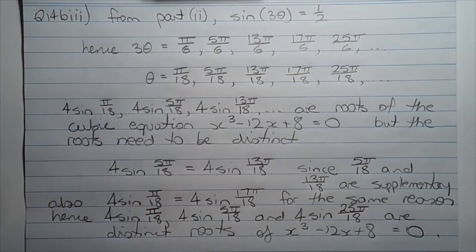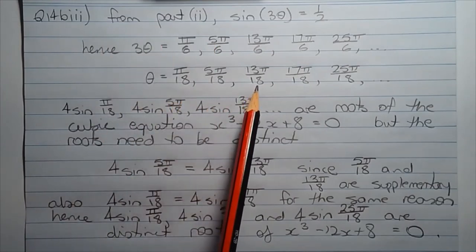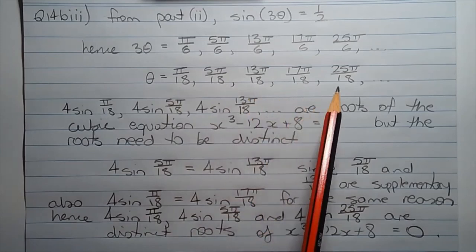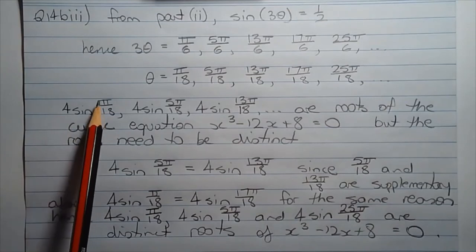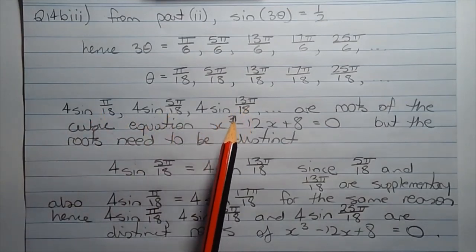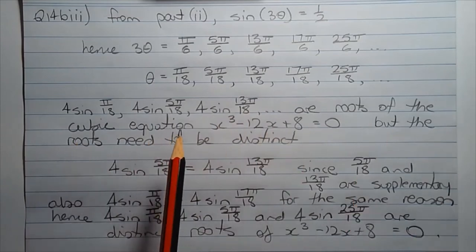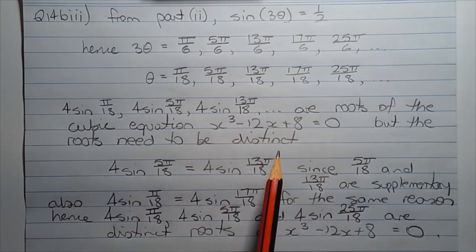Dividing both sides by 3, we get theta is equal to pi over 18, 5 pi over 18, 13 pi over 18, 17 pi over 18, 25 pi over 18, and so on. Now 4 sine pi over 18, 4 sine 5 pi over 18, 4 sine 13 pi over 18, and so on, are roots of the cubic equation x cubed minus 12x plus 8 equals 0, but the roots need to be distinct.